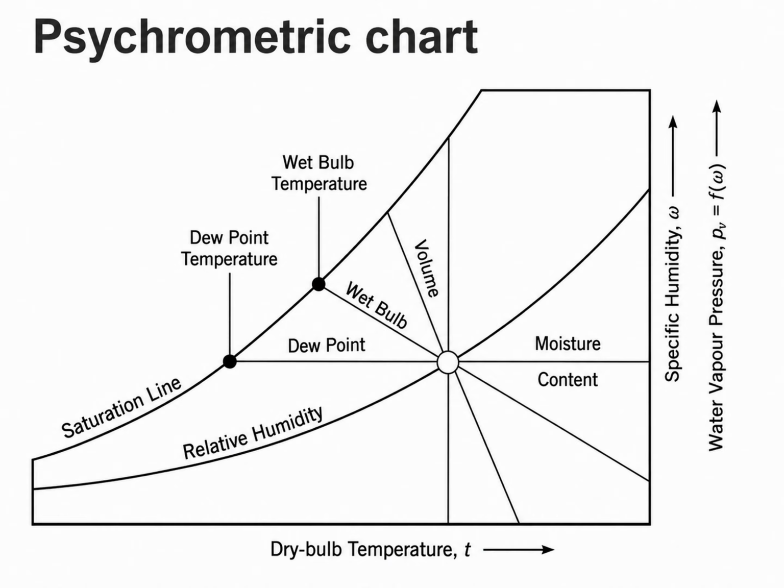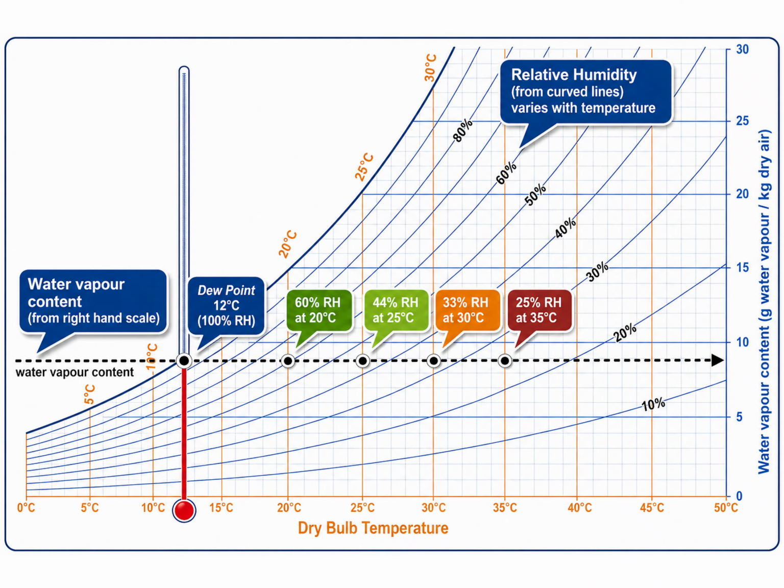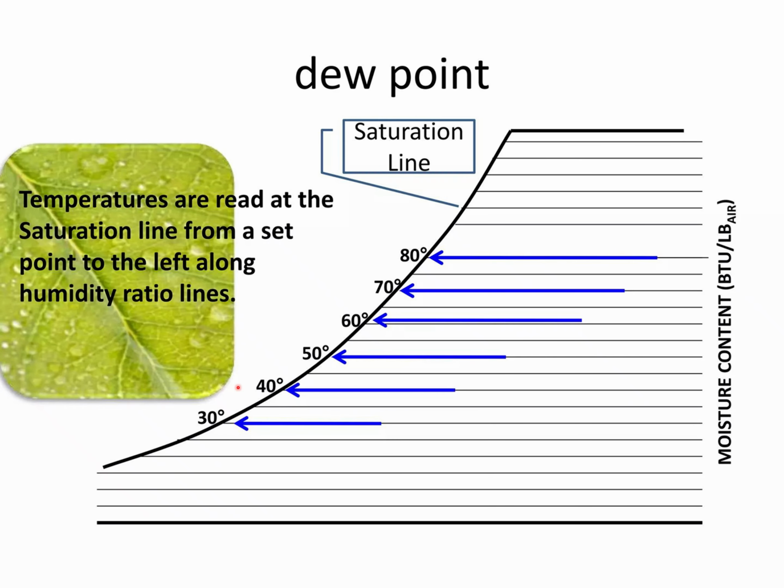So these are the charts. You can also find your specific humidity and relative humidity. So these are the dew point lines.